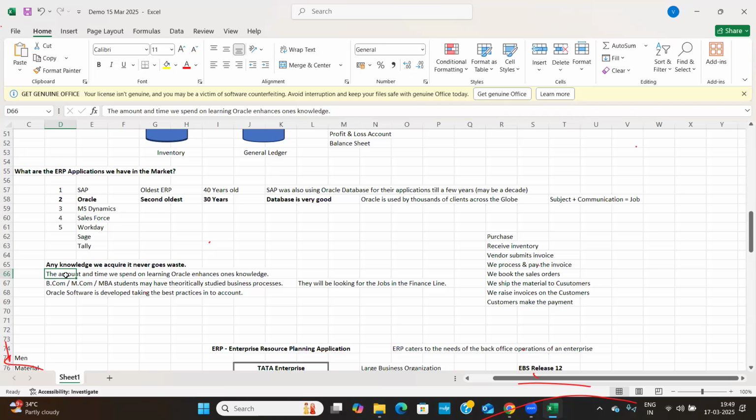It may take time. It may take 6 months, 9 months, or 1 year. If you face three or four interviews, you will know what questions they are asking. The same questions will be asked everywhere, right? One or two questions they may change. So you will be able to answer the questions better.